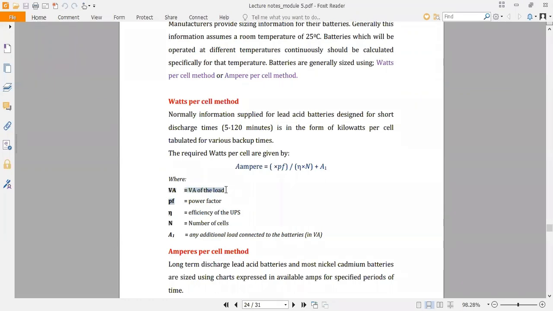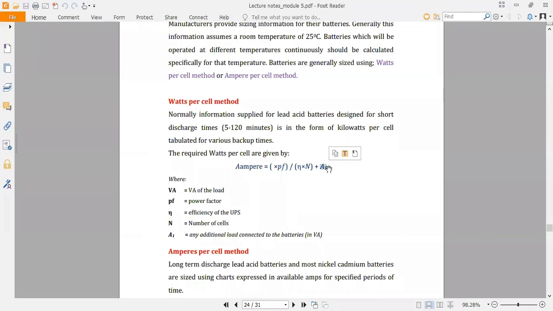Okay, this VA. So ampere of the cell is equal to the volt ampere rating of the load into power factor, divided by the efficiency of the UPS into number of cells. Okay. So if certain values are given, okay, the power factor, the volt ampere of the load, efficiency, and the number of cells, then we can find out the ampere rating which is required for the battery. Okay.